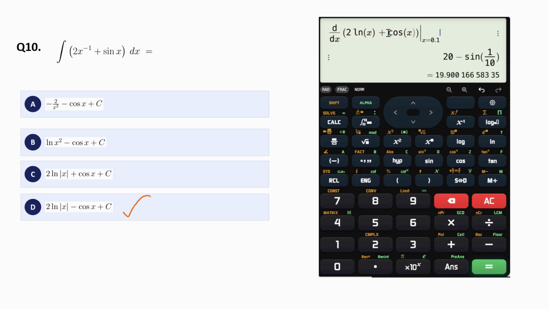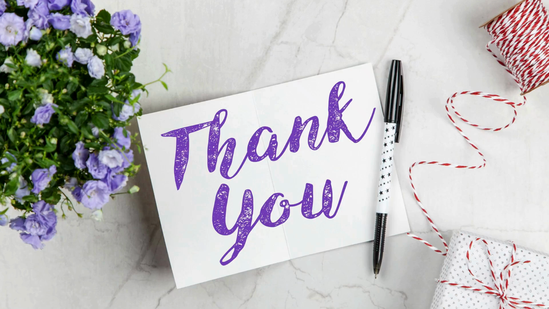Now let me check with option D. Option D is also the right answer. So we get two options as the right answer, B and D, but we can't, right? We should choose only one. In this situation, we will switch back to the formula technique as explained in the previous slide. So we finalize the answer as option D, that is 2 ln x minus cos x plus c, based on the formula technique. That's all for today. Keep practicing, keep revising. Bye-bye.